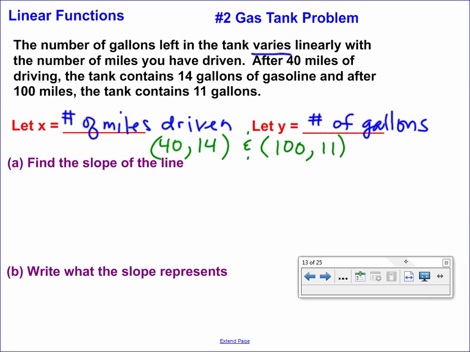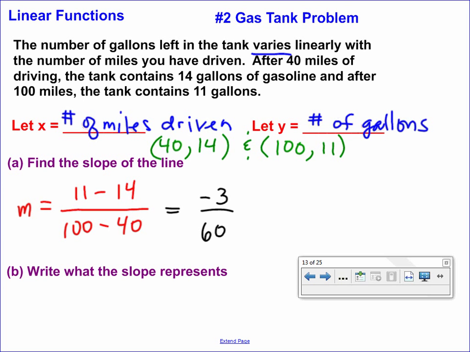So here we go. We can calculate our slope using our age-old formula. M equals y sub 2 minus y sub 1 all over x sub 2 minus x sub 1. That in turn will equal negative 3 over 100 minus 40, which is 60. So it looks like I'm getting negative 1/20. And I'll go ahead and figure out the units. Remember, my units are my y units over my x units for my rate of change unit. My y units were gallons. My x units are miles.